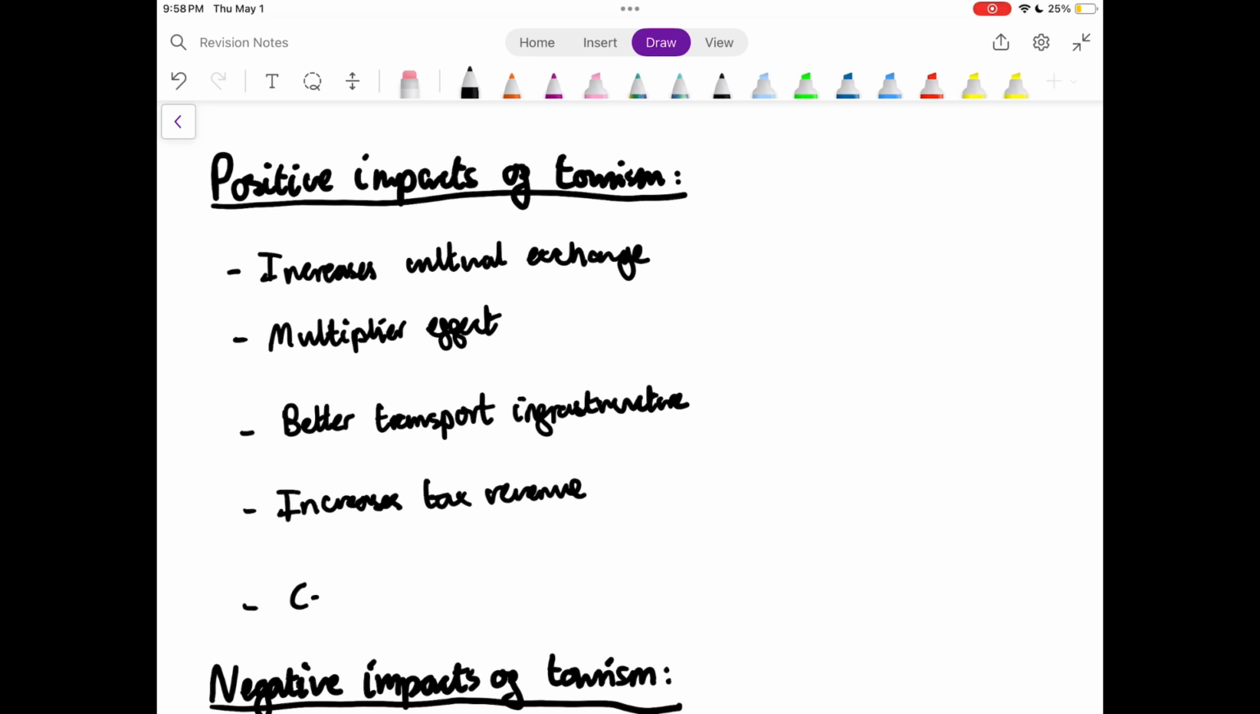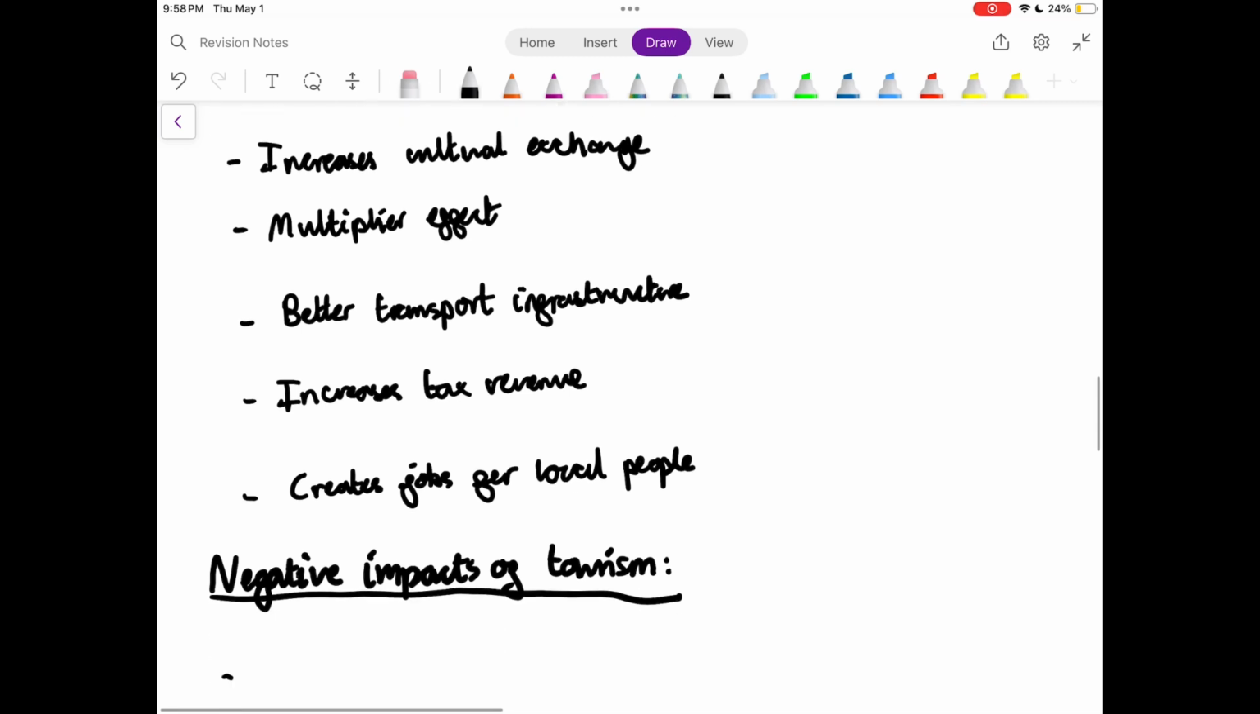And finally, it creates jobs for local people. And this is because when tourism increases, there will be a higher demand for more tour guides, hotel staff, etc. And therefore it creates job opportunities for local people in the region.